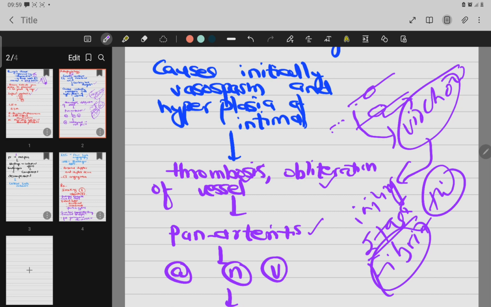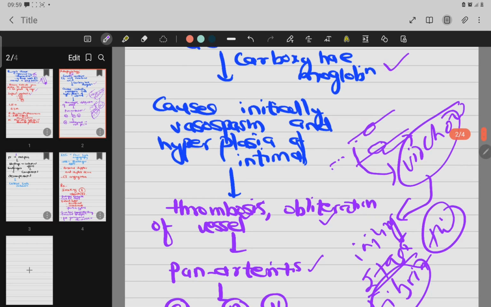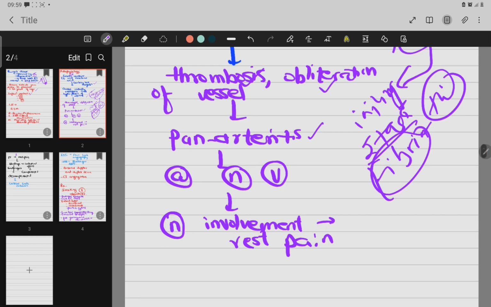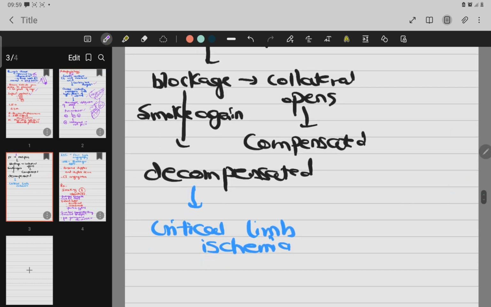So when there is thrombosis and obliteration of the vessels, there is involvement of all artery, nerve and veins. When there is nerve involvement, there will be rest pain, and the patient presents with rest pain. When there is blockage, the collaterals open.